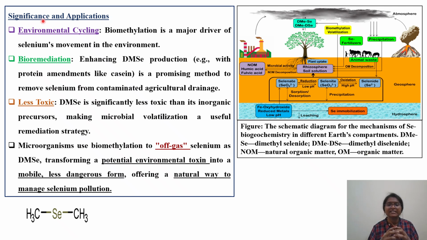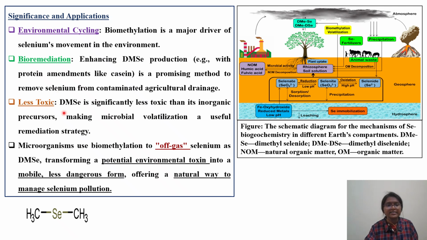The significance and implications of dimethyl selenide are that biomethylation is a major driver for selenium movement in the environment. Enhancing DMSe production is a promising method to remove selenium from contaminated agricultural drainage. With respect to selenium, you also read about selenium contaminated grass or plants. If grazing, livestock animals consume them, they will have some kind of toxicity. On that, I have already uploaded one video on my channel, so please go through that one: how selenium affects grazing animals, the toxicity in livestock.